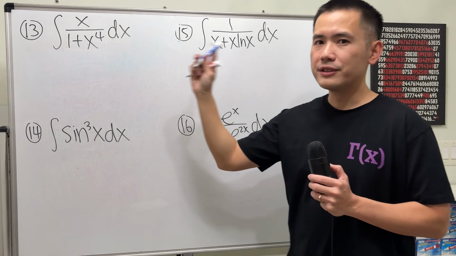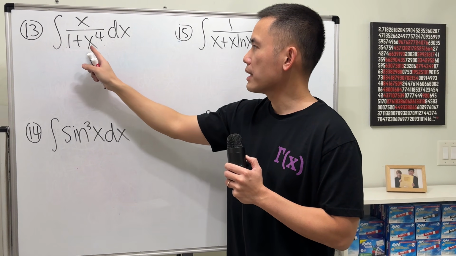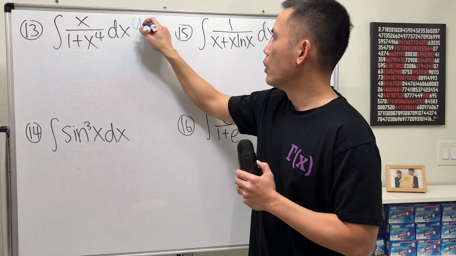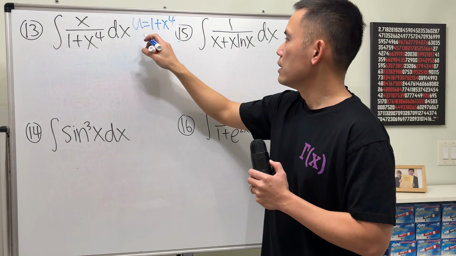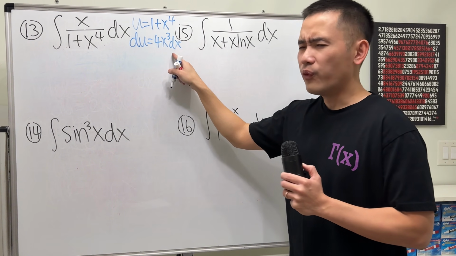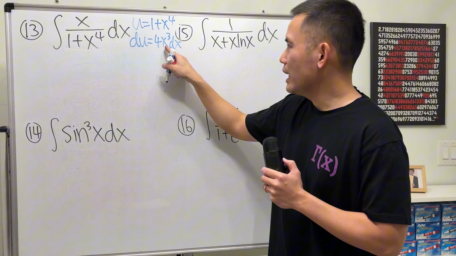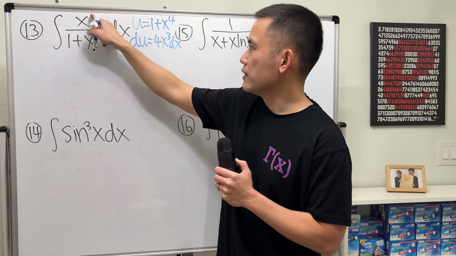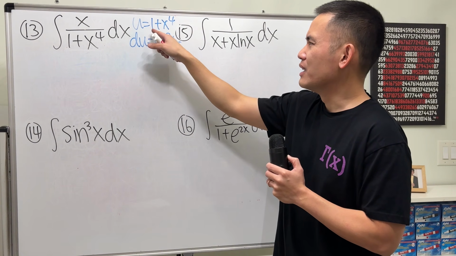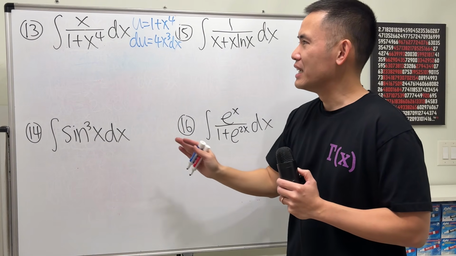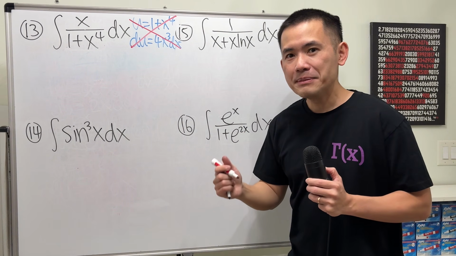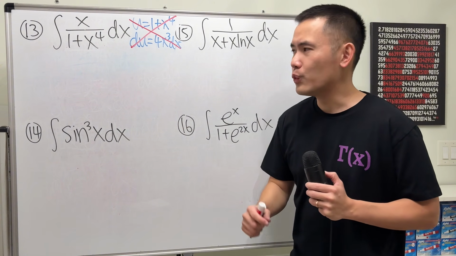Here we go. Number 13, we have the integral of x over 1 plus x to the fourth power. What if we let u equal 1 plus x to the fourth power? This will give us du equals 4x to the third power. Unfortunately, I don't think this is going to work, because we have x to the third power, but this is only x to the first power. I cannot cancel the x right away, and I cannot really solve for x right here. I could, but you get like the fourth root. I think that would be horrible. So unfortunately, this is not correct. Sometimes your first step is not the correct step, and it's okay. We just have to keep trying.